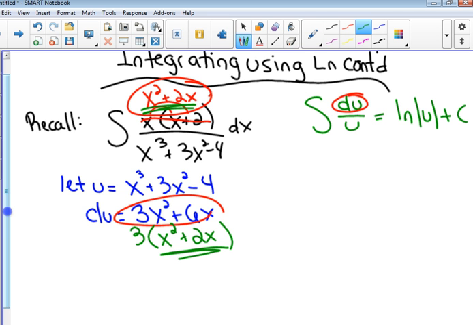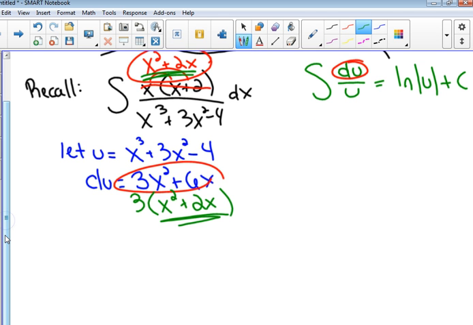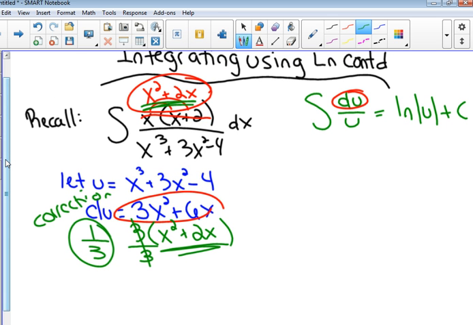Way back when you first did integration, when we did u substitution, do you remember how we did a correction? Okay, so we don't have that 3 up there, so we divide by 3. So we have a correction of 1/3. So when we go through, now they match. You have x squared plus 2x, we got our x squared plus 2x, and what it becomes is du over u.